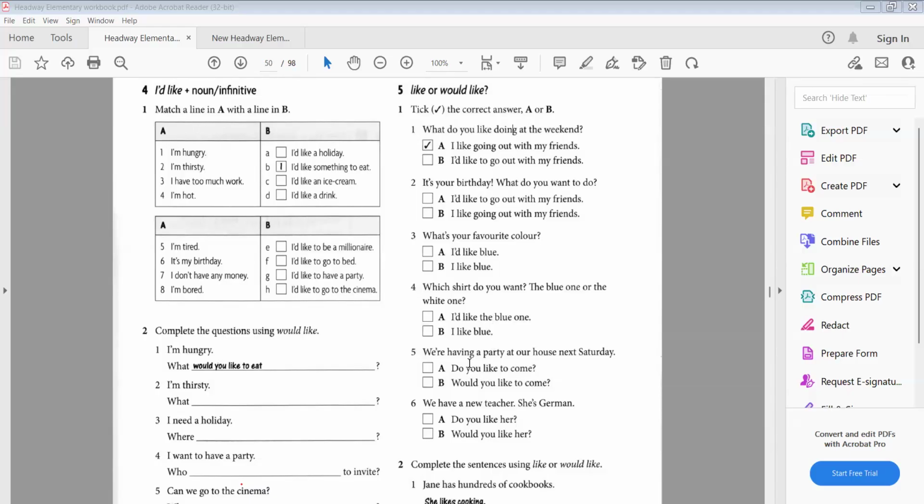We are having a party at our house next Saturday. Would you like to come? Yes, because he's asking, would you like to come? Actually, if answer A was do you want to come, then both are right, but B is more polite. Do you like to come? It's not polite, it's informal. So would you like to come? It's much more polite to ask. That's good. And number 6, the last one: we have a new teacher. She is German. Do you like her? The answer is A. Do you like her? Exactly.